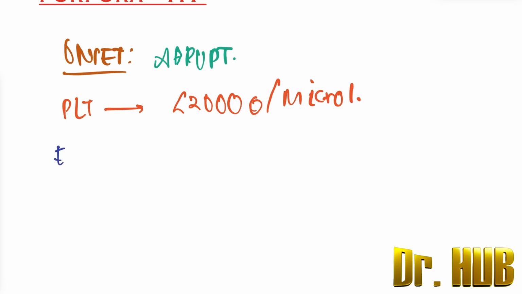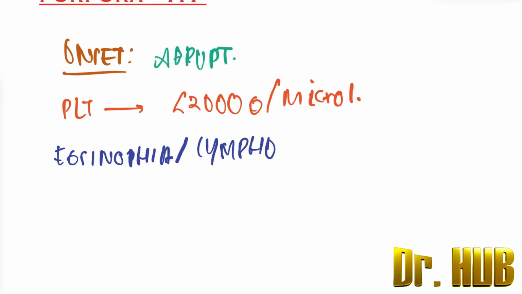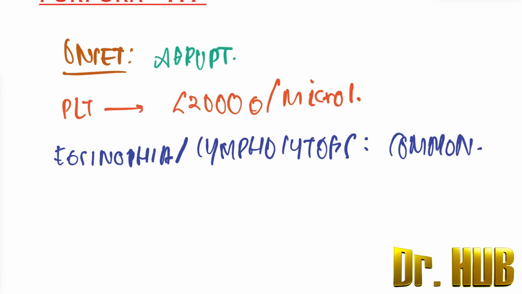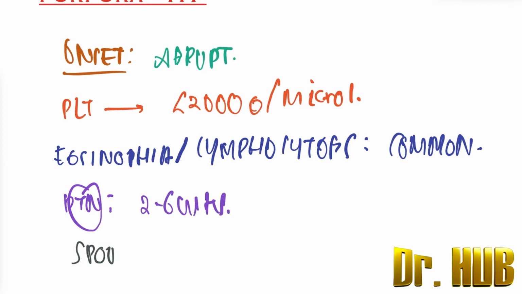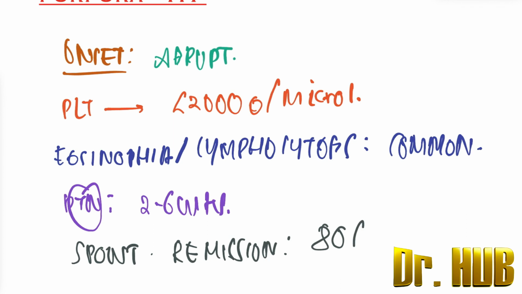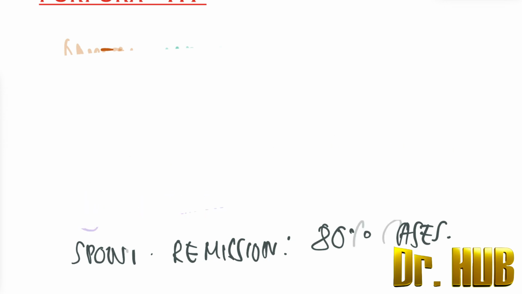Then come eosinophilia and lymphocytosis, which are going to be common. What about the duration? Duration is 2 to 6 weeks. Then what about spontaneous remission? This is seen in about 80% of the cases. So we just saw acute ITP. Now let's look at chronic ITP.